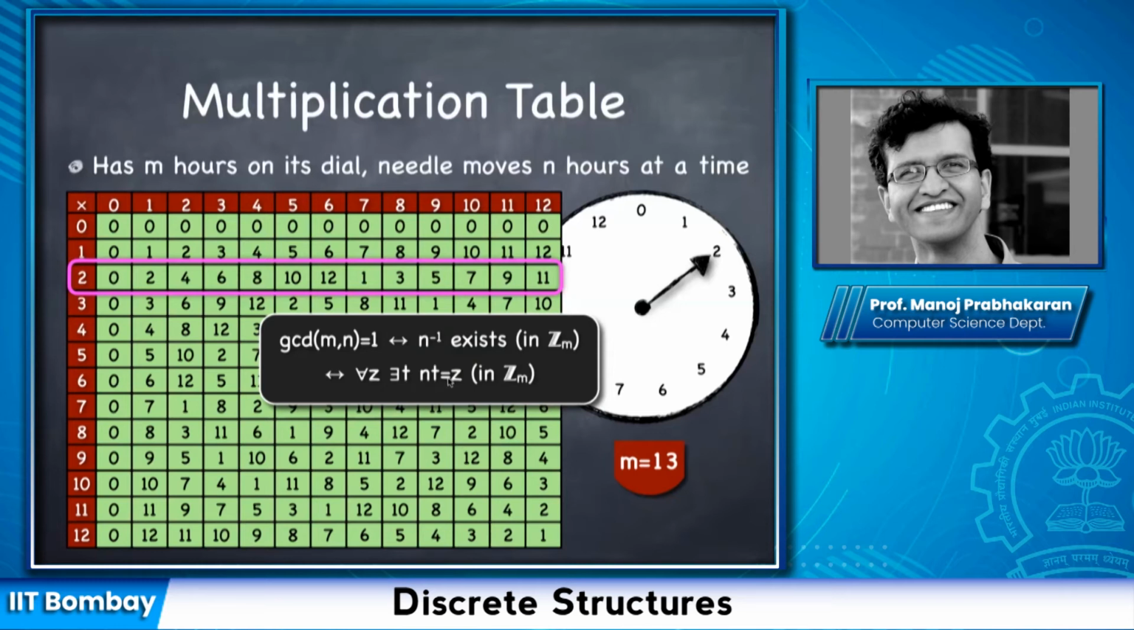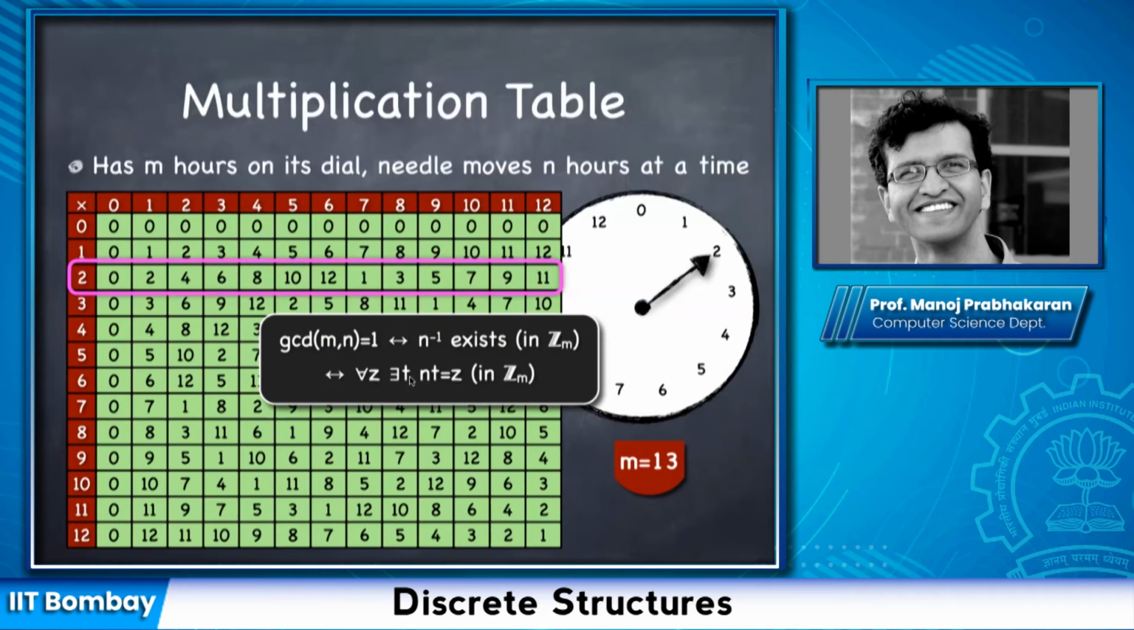And this equality is in Zm, so in terms of integers, it's congruence modulo m, okay? So this statement here is saying that, within m steps, so t equal to 0 to m minus 1, I would have reached every hour z, right, by moving n hours at a step. So why is this?